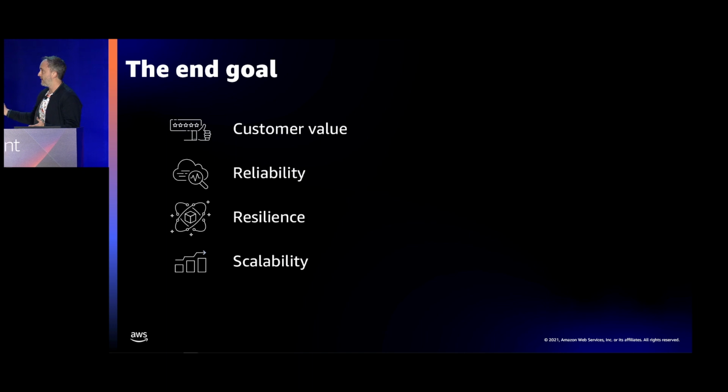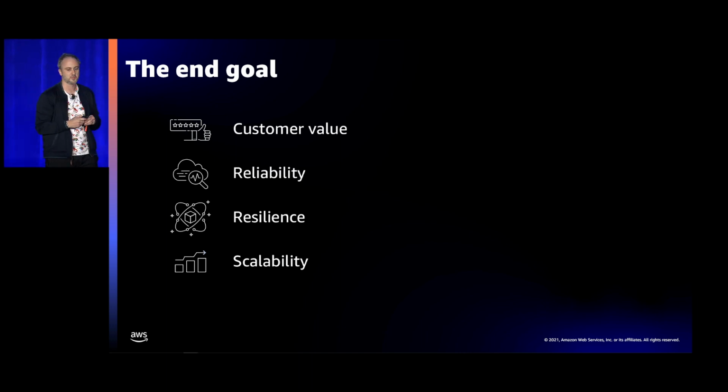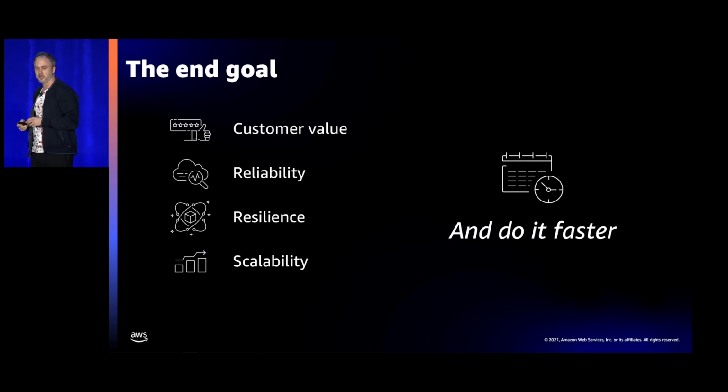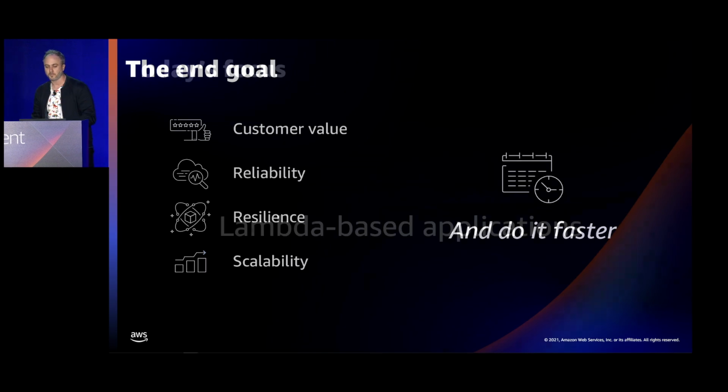And everything I talk about today is really in service to these 4 fundamental goals. I want to help you to increase the value that you are offering to your customers, help you increase the reliability of the applications that you're building on AWS, and of course help you increase the resilience to faults and failures and scalability. Really, every talk that you attend here at reInvent should be in service to at least some of these goals. And of course, to be able to do it as quickly as possible.